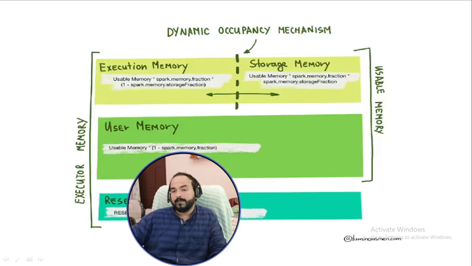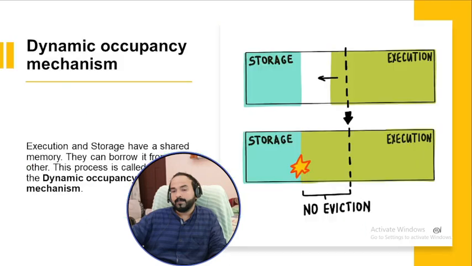Okay. So now the dynamic occupation mechanism. Here you can see in this diagram that execution memory can take some part of storage memory, and storage memory can also take a part of execution memory during the runtime of your job. In this diagram, execution takes some part of storage, but there is a threshold. If that threshold is crossed, it will automatically be removed. So what exactly is this dynamic occupation mechanism?